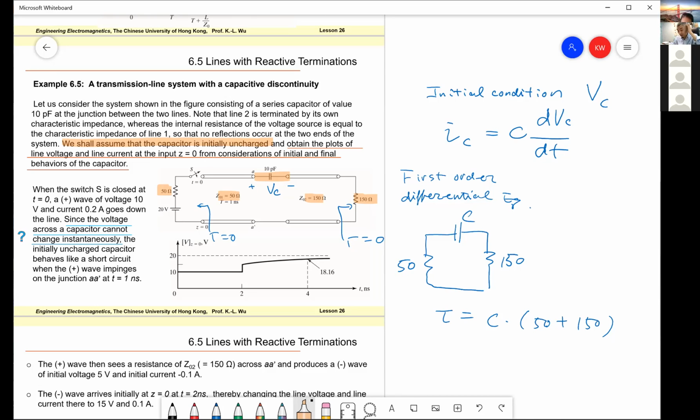Uncharged means that if I have a capacitor with no charge, then there is no field, because the field exists only if you have a charge. If you have no charge, no field, that means Vc equals 0. This is our initial condition. Vc equal to 0 means this is a short circuit at the beginning, right? So this is the initial condition we are going to use.